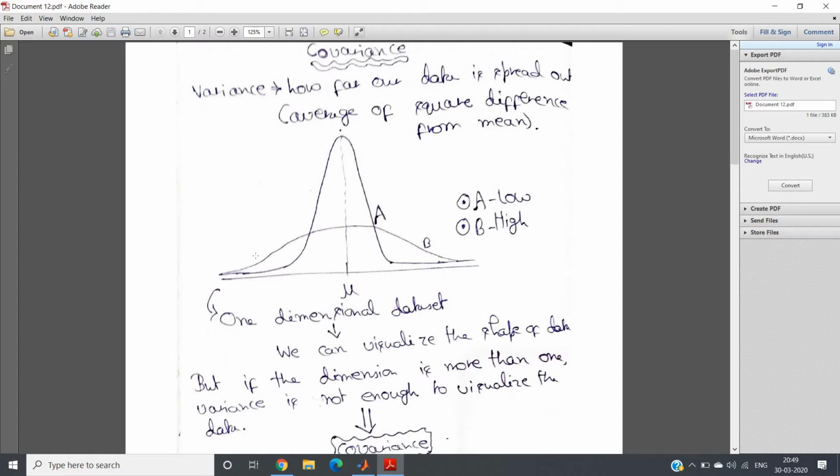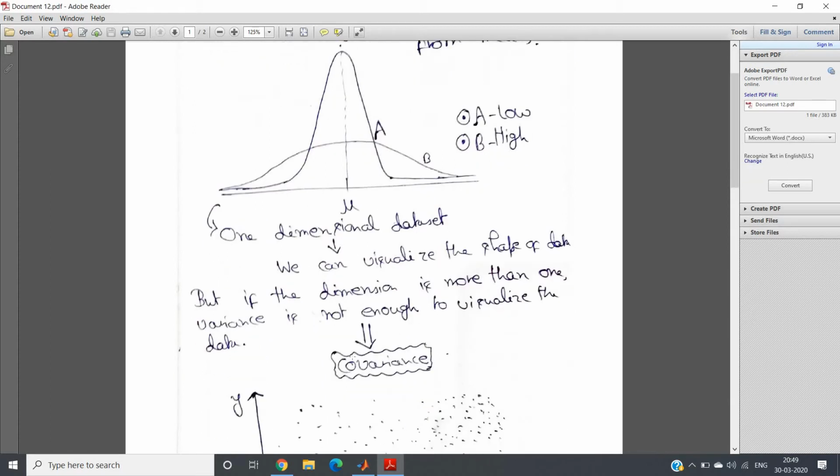Here we are concluding that for the first curve A, the data points are congested, and for the second curve B, as more data points are spread out away from mu, the variance is more. This conclusion can be easily made for a one dimensional dataset, but if our dimension increases, then it is a bit difficult to visualize this in geometry. So for that we require covariance.